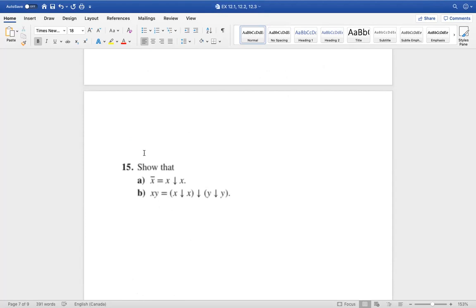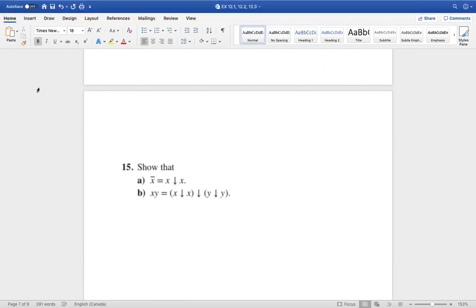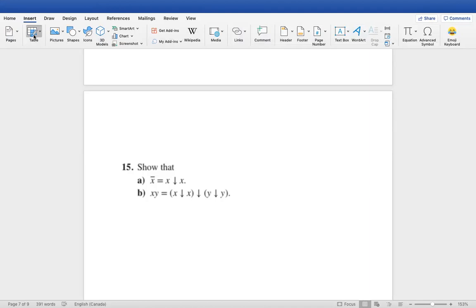Here we have to show that the complement of x equals x NOR x. This operator here is the NOR operator, right? NOR is basically just the complement itself. So we can add a table here to prove that. Insert a table of 3 columns and 3 rows.